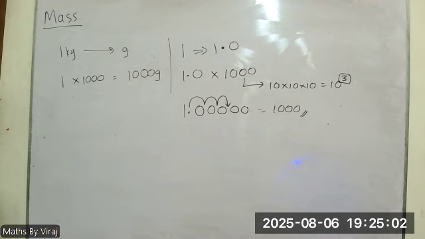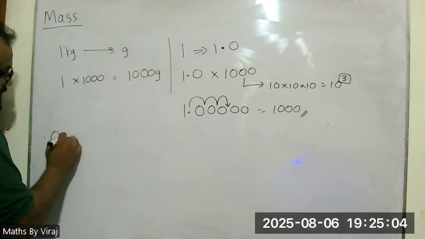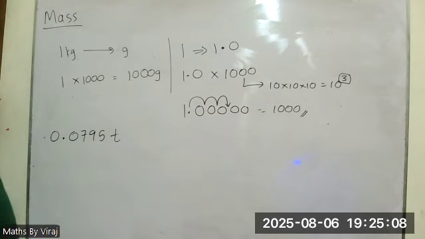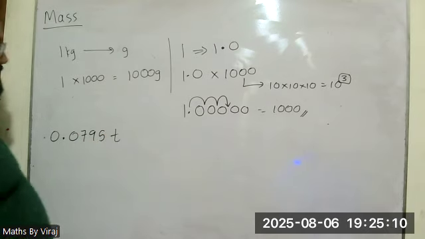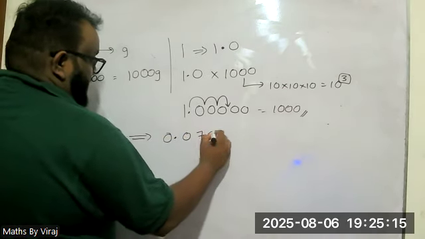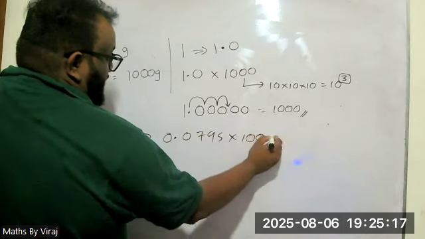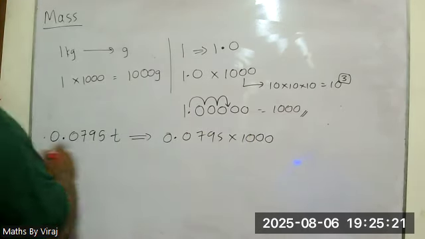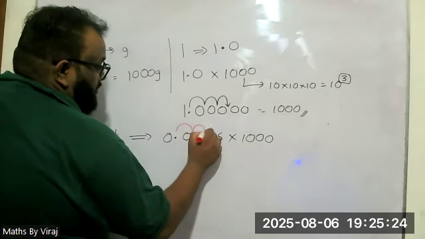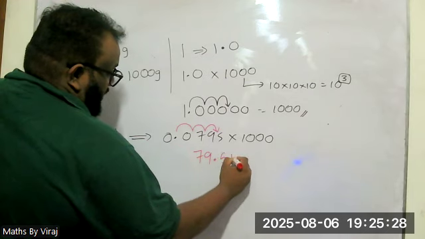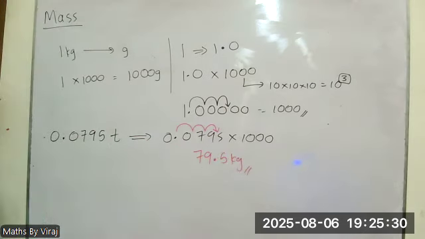Yes, sir. Now, if we have 0.0795 tons, how many kilograms is it going to be? 0.0795 multiplied by 1000. And when you multiply it by 1000, this moves 3 times. 1, 2, 3. It's 79.5 kilograms. Did I make myself clear?